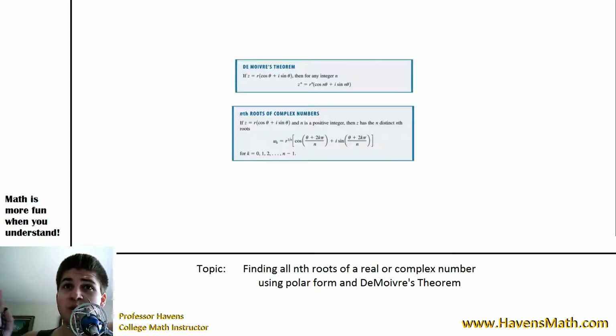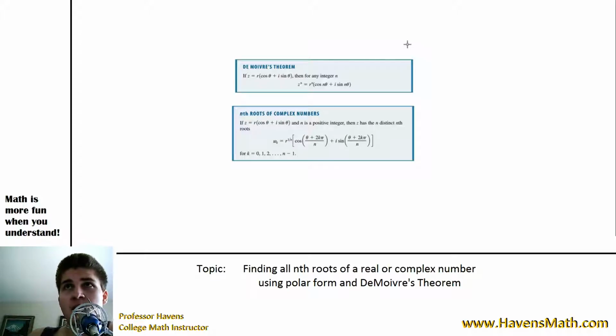Technically, DeMoivre's theorem only works for whole integer values, so when we're doing it, we're kind of doing something we're not technically allowed to do. But it really does work for any power. The problem with DeMoivre's theorem is that when you use it, it only will give you 1.